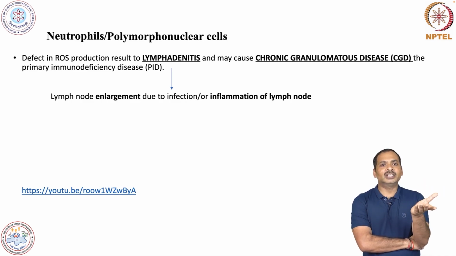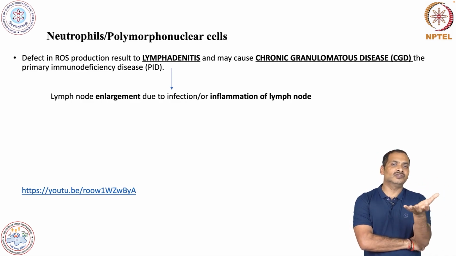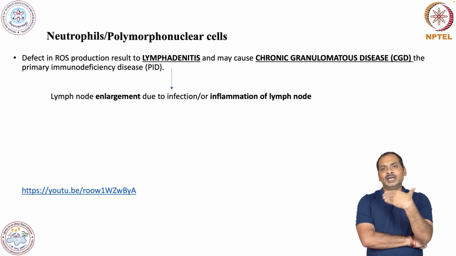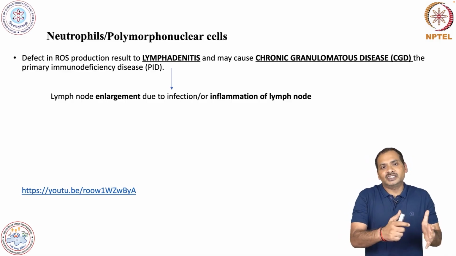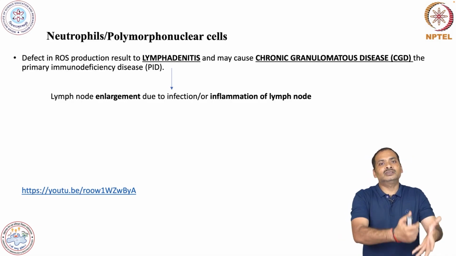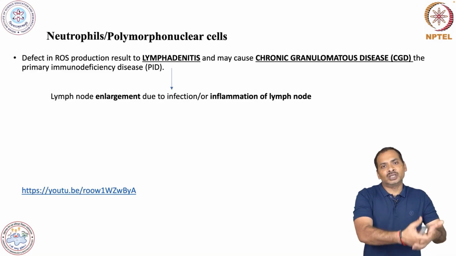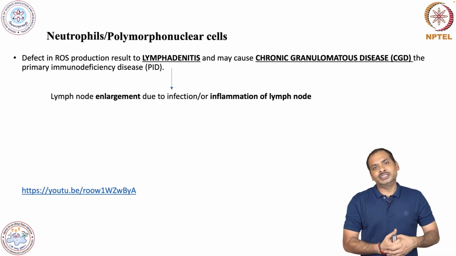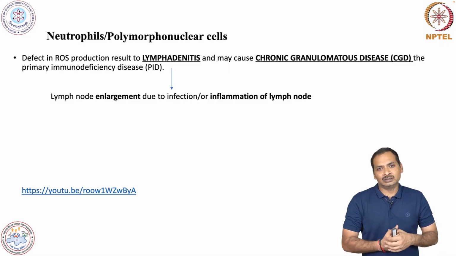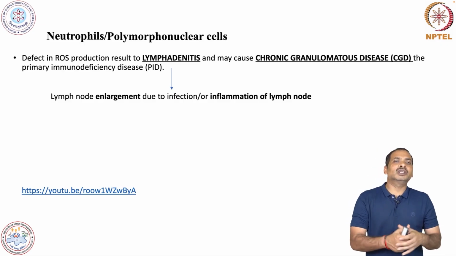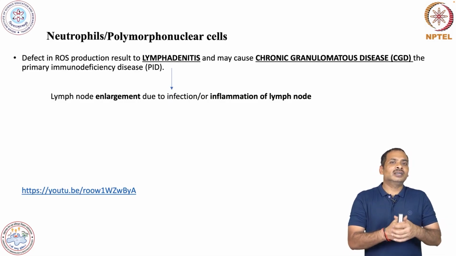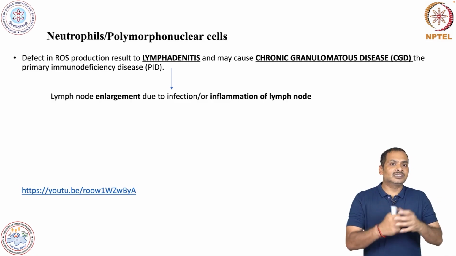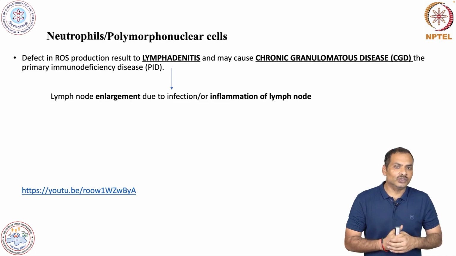That will result in the enlargement of the lymph node. The lymph node will keep on increasing in size, and there will be inflammation in the lymph node. It's a kind of frustrating situation for the immune system. The pathogen is there, but they don't have a weapon to clear it, because NADPH oxidase is not functional. So the pathogen will keep on accumulating, the immune cells will keep on being frustrated, they will release factors, and that will cause the increase in size of that particular lymph node.